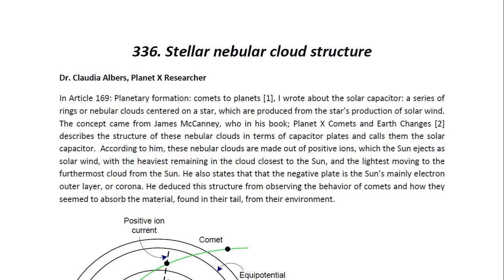And today I'd like to bring to you another one of my articles. This one is entitled Stellar Nebula Cloud Structure.